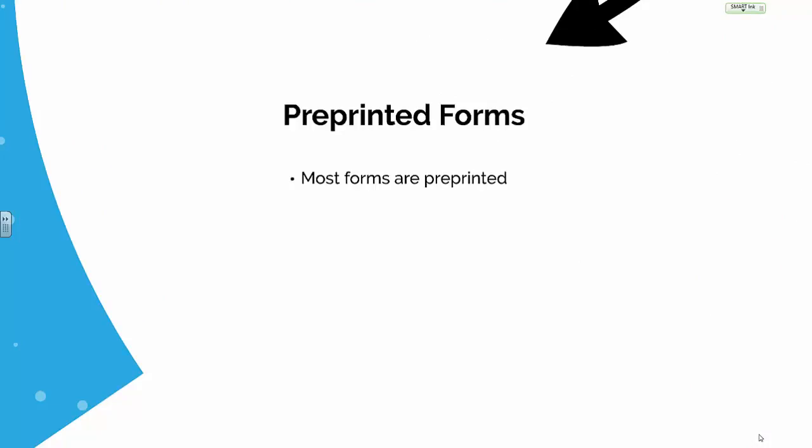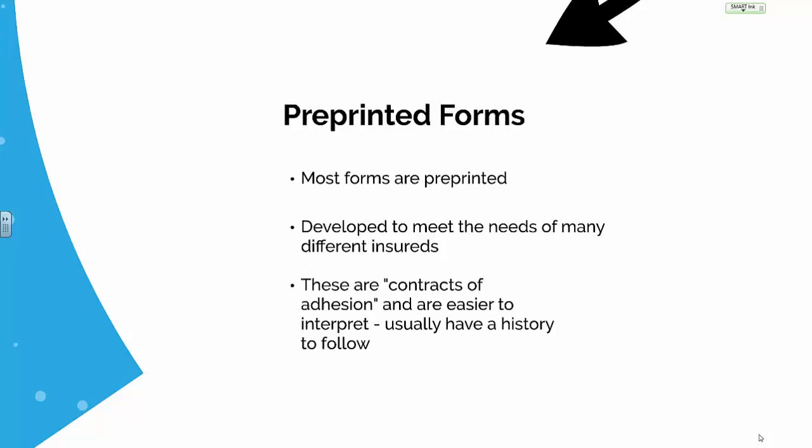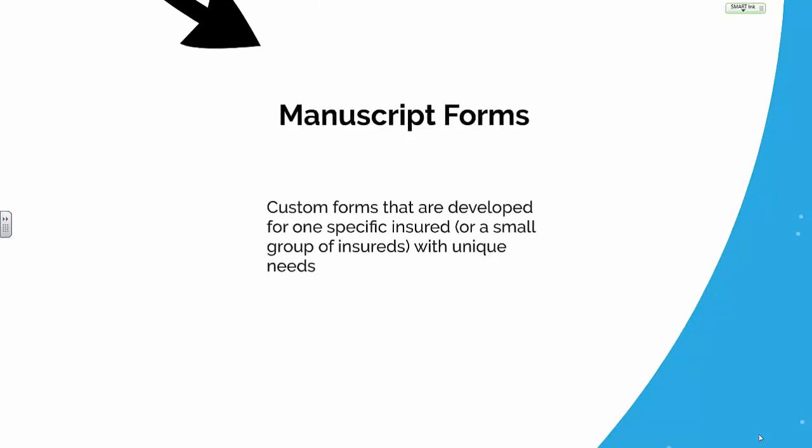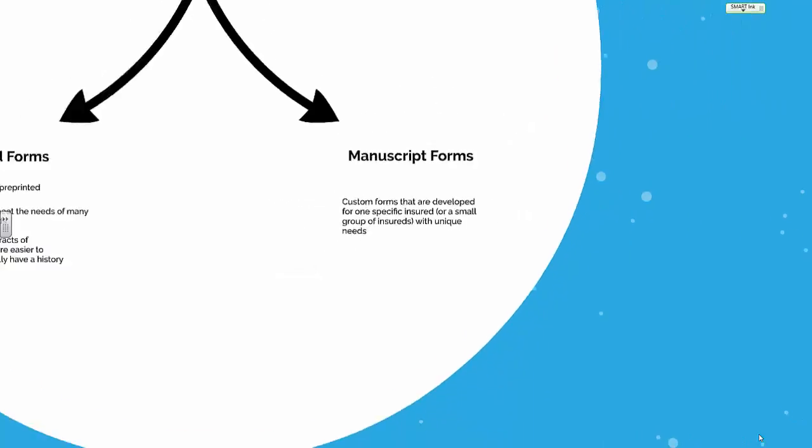Most forms are pre-printed. They're developed to meet the needs of many different insureds. These are contracts of adhesion and are easier to interpret because they usually have a history or a precedence to follow. Then there are manuscript forms. These are custom forms that are developed for one specific insured or a small group of insureds with unique needs. Sometimes these are actually developed by the insured, or at least partly by the insured. Therefore, they're negotiated, and therefore the contract of adhesion rules don't apply.